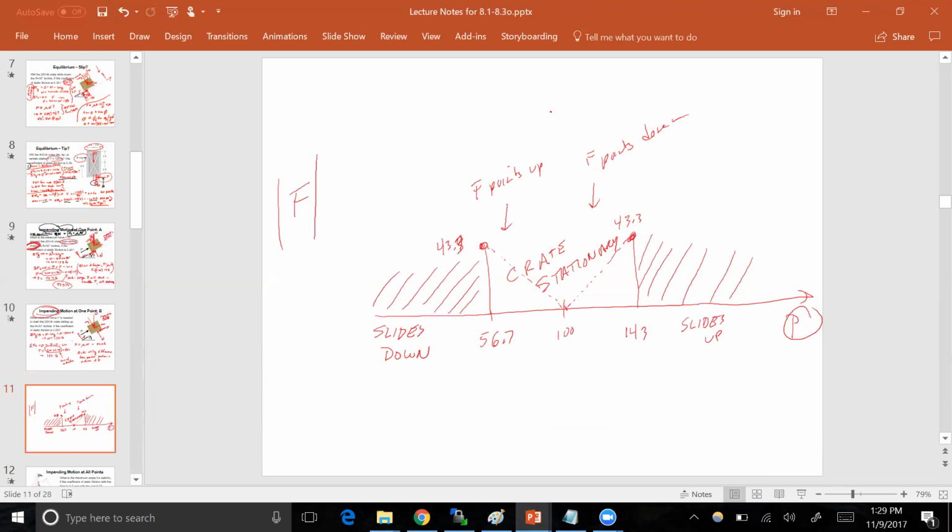Question? The slope line is going down from 43 to 100. Yeah. That's the size of the friction, the magnitude of the friction force. That's this, on the y-axis, we're plotting the magnitude of F.